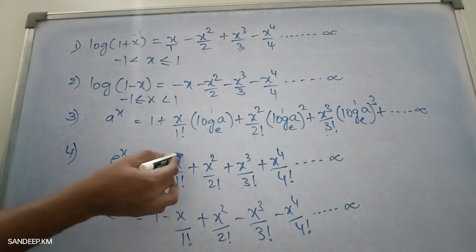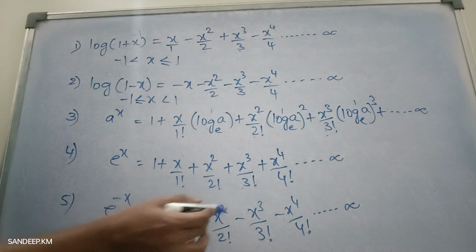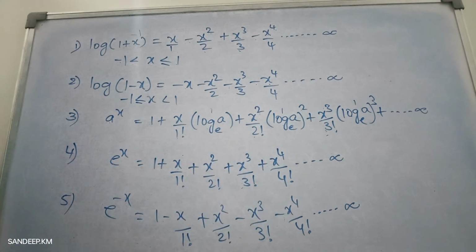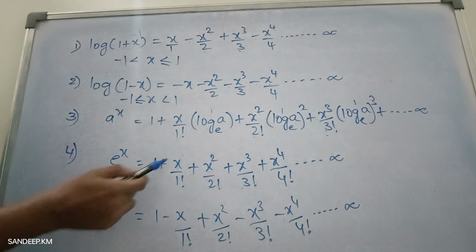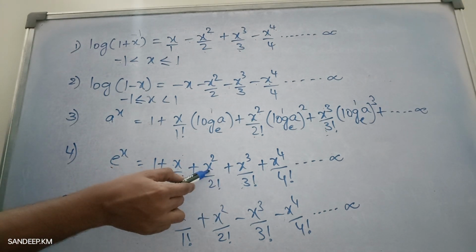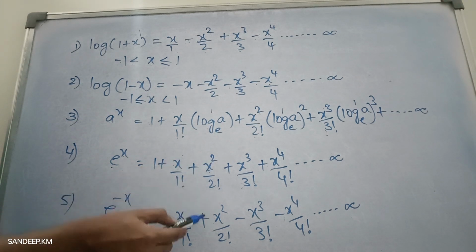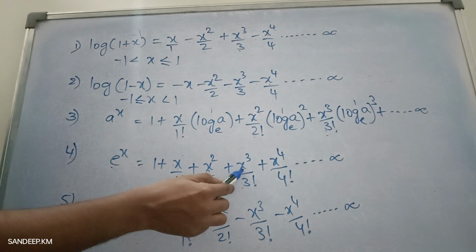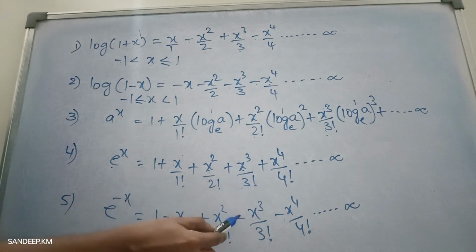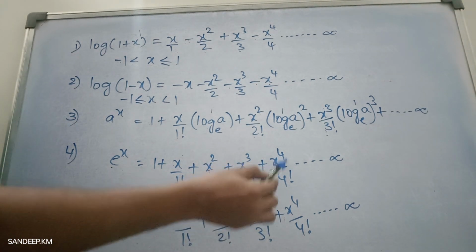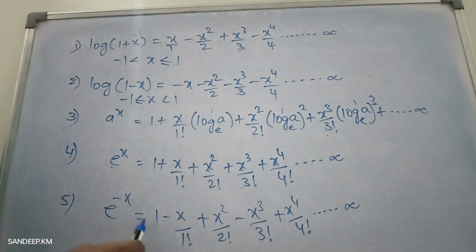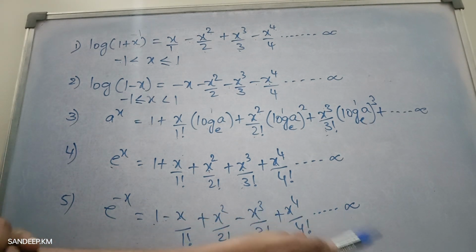E power x expansion is very easy to remember. Na? 1 plus x power 1 by 1 factorial plus x square by 2 factorial plus x cube by 3 factorial and so on. Next, if you remember e power x, you can also recreate e power minus x. How? By replacing x with minus x in the right side. X means minus x. Minus x whole square will be plus x square only. Minus x whole cube will be minus x cube. And here you will get plus, because minus x whole power 4 is plus x power 4, right? So alternatively positive, negative, positive, negative, positive, negative and so on.